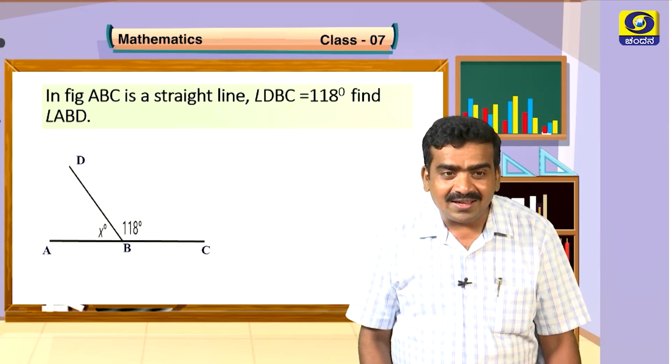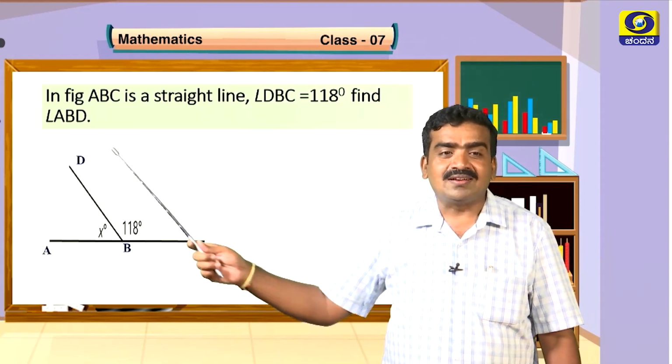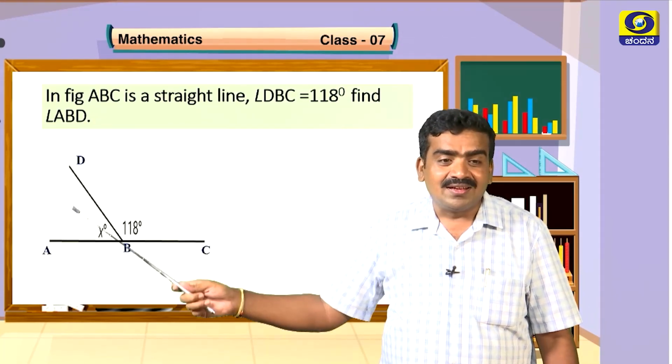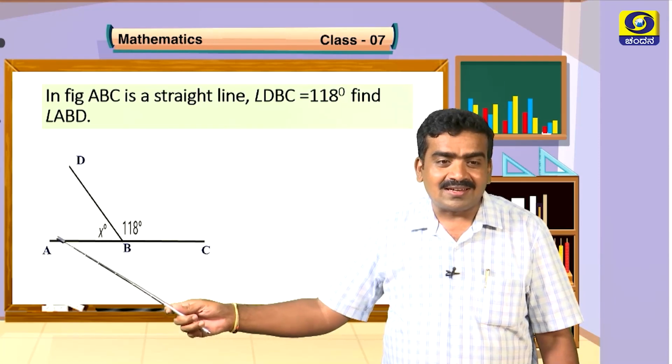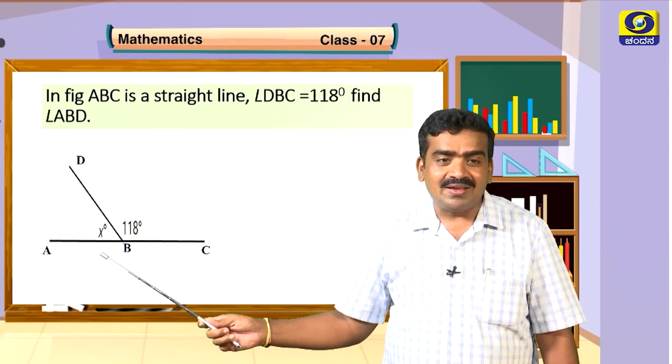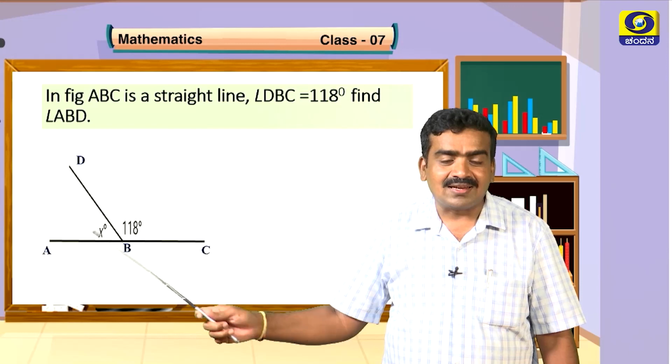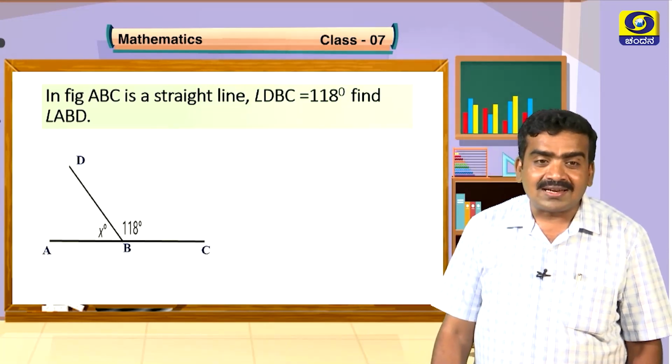What do we have to do here? We have to find angle ABD. So this angle has to be calculated, angle ABD. Here we have to calculate this. How to calculate this?